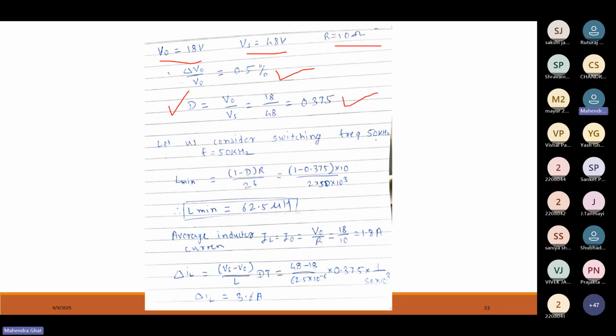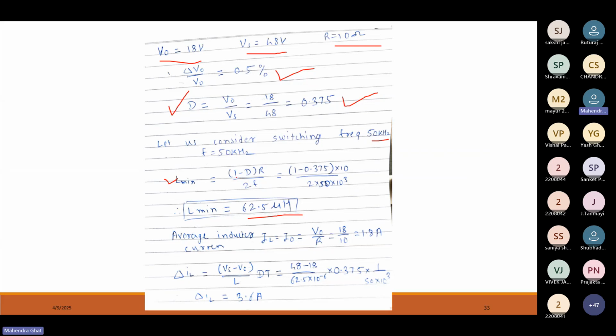Now I have assumed 50 kilohertz. You can assume a different value as well, no issue. So one switching frequency we will assume, and from that we can calculate the other values. So for 50 kilohertz, if I calculate the L minimum, it is coming around 62.5 microhenry.